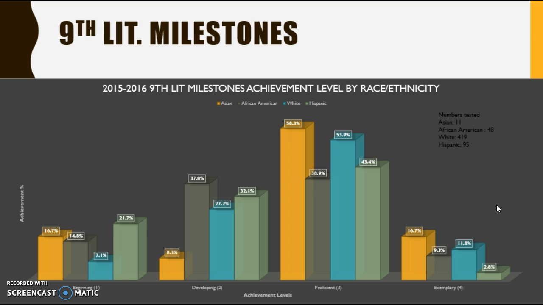Let's go back to the 9th grade literature Milestones. I wanted to look at the race ethnicity breakdown. So you'll see that the Hispanic students are the low SES students. They're scoring pretty high in the lower levels, especially in developing.